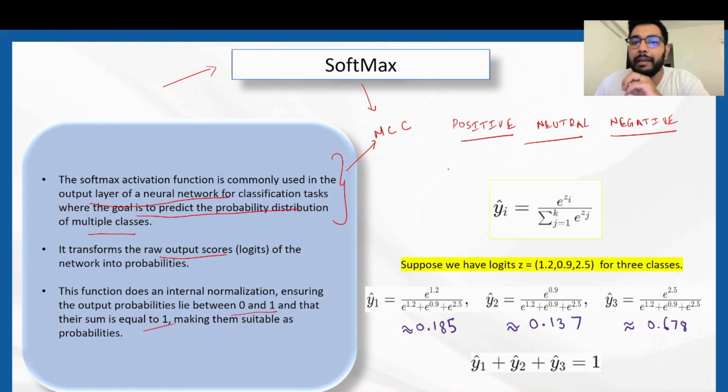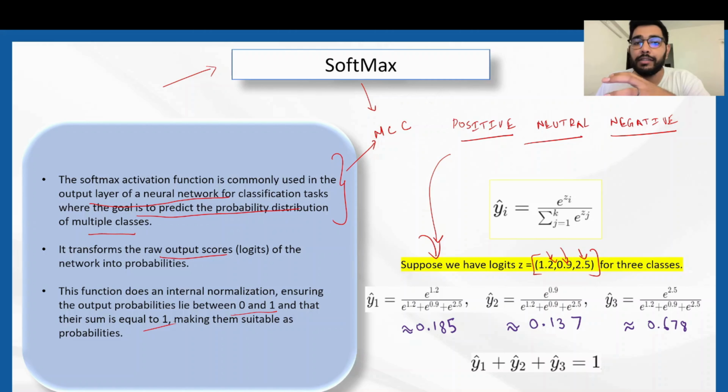Hence, this is a multi-class classification use case, and we'll be using a softmax activation function to predict, of the 3 classes, which class the particular comment we want to know the sentiment of lies in. Either is it a positive sentiment comment, or is it a neutral sentiment comment, or is it a negative sentiment comment. Suppose that we have logits, that is the outputs for each of these 3 classes, as 0.1, 1.2, 0.9 and 2.5.